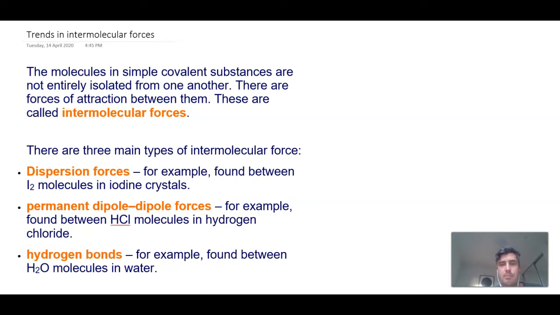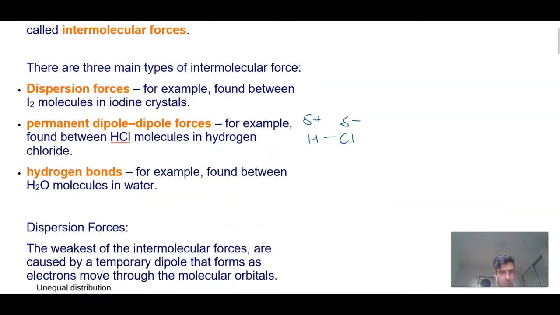So if there's a polar bond, for example, HCl is a highly polar bond where the chlorine is more electronegative, then it creates enough of a pole on the molecule there to bond with another one. And lastly, hydrogen bonds, which are again to do with polarity but even stronger. So let's go through each one now.